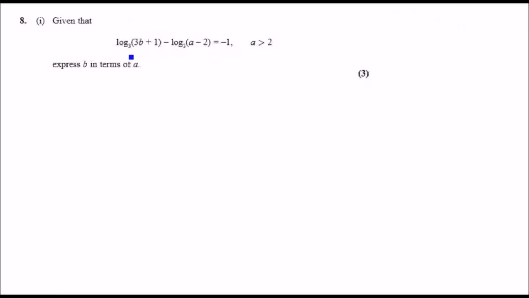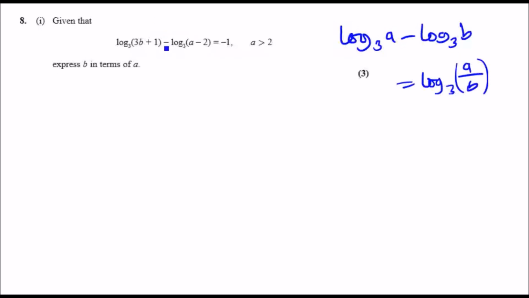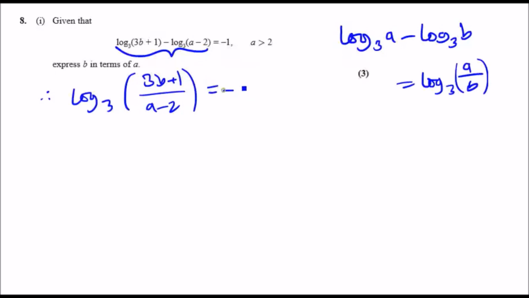If you're not sure about logs, the key idea is that when you're subtracting logs with the same base, like 3 here, it means we can divide the insides. For example, log base 3 of a minus log base 3 of b is the same as log base 3 of a over b, literally. So now we just divide these two. Therefore, these two become log base 3 of (3b plus 1) over (a minus 2), and all that's equal to -1.